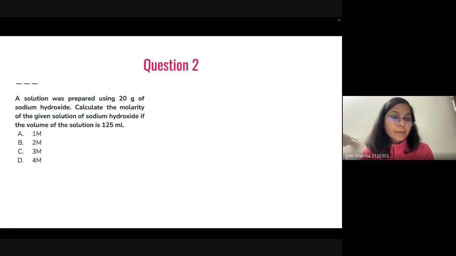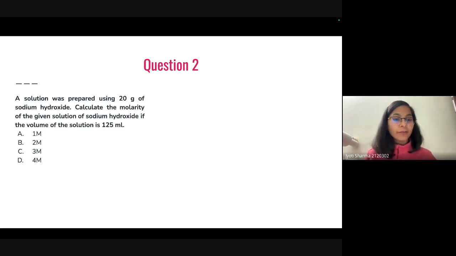Anyone can also try this. First, can you tell me the molar mass of sodium hydroxide? So sodium hydroxide is NaOH, Na, O plus H. Then this will be equal to 40. Yes, this is 40. Then just calculate the number of moles first, that is given mass upon molar mass. This is 20 by 40, and then divide by the volume of the solution, and this we have to convert first from ml to liter.